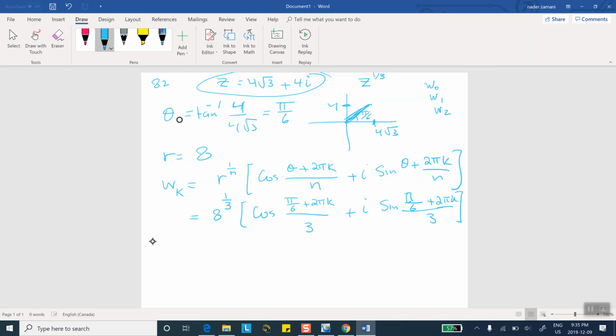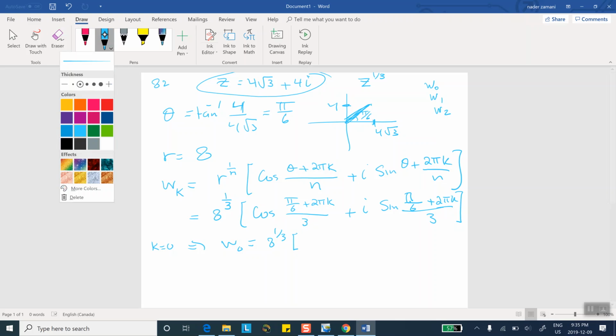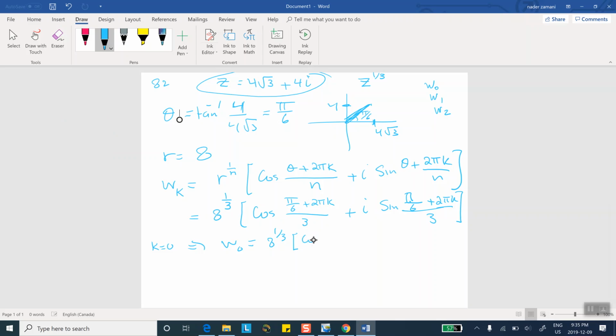Okay, so k equal to 0. The first root is going to be 8 to the 1/3. By the way, 8 to the 1/3 is 2. I understand that. Let me move this thing up a little bit. Okay, and when k is 0, it's going to be cosine of pi over 18 plus I sine of pi over 18.